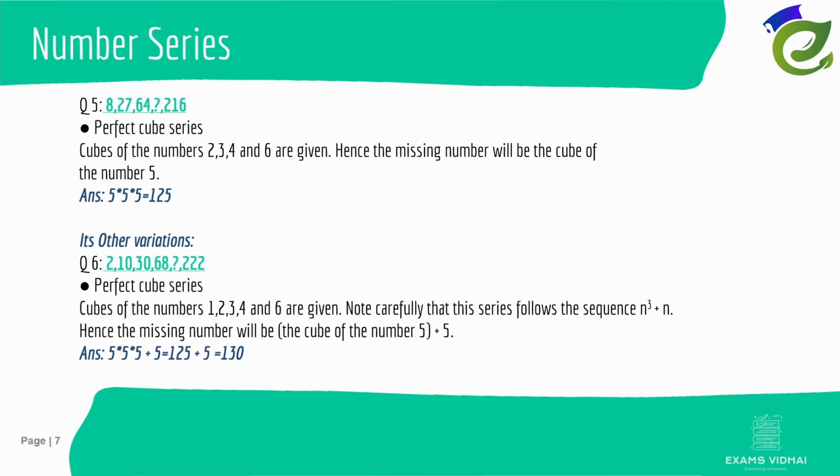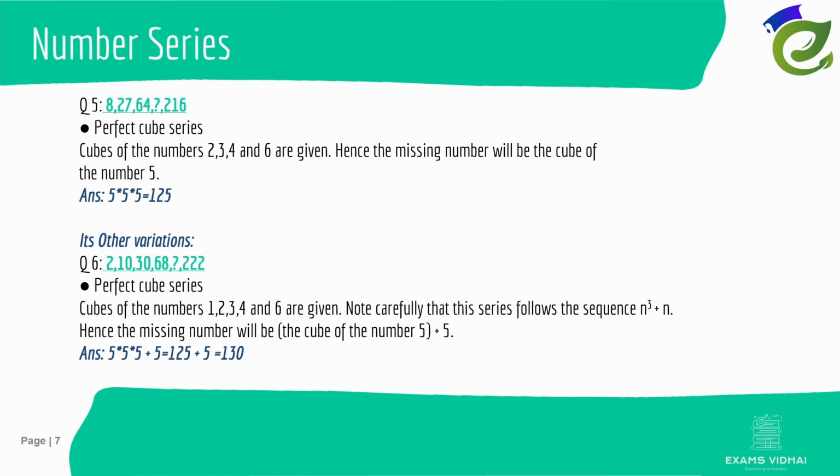Let's see the next problem. We are given 8, 27, 64, question mark, 216. So it can be clearly observed that these are perfect cubes. This is a series of perfect cubes. Cubes of the numbers 2, 3, 4 and 6 are given. Hence the missing number will be the cube of the number 5. So 5 into 5 into 5 equal to 125. We also have its other variants.